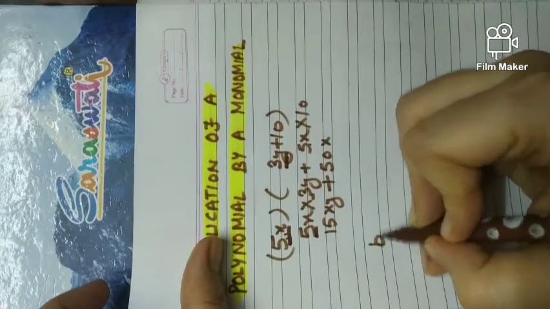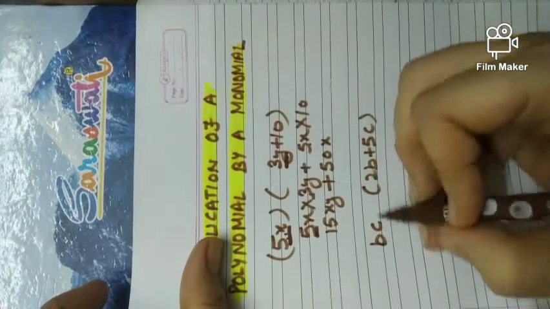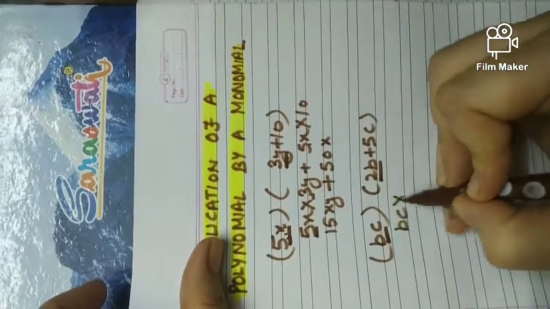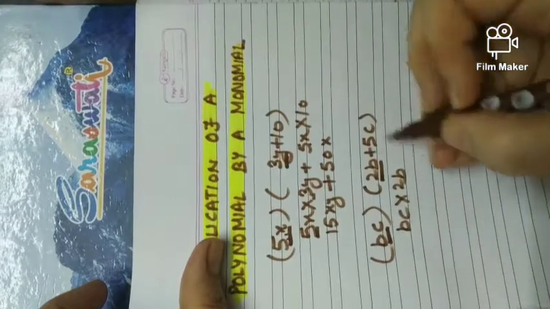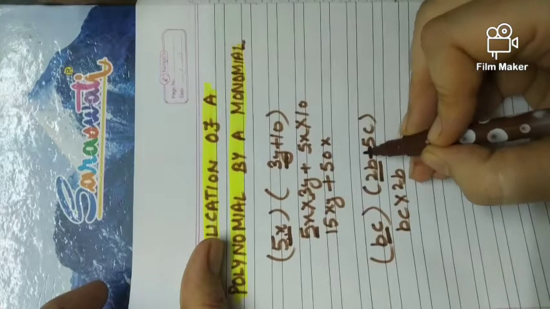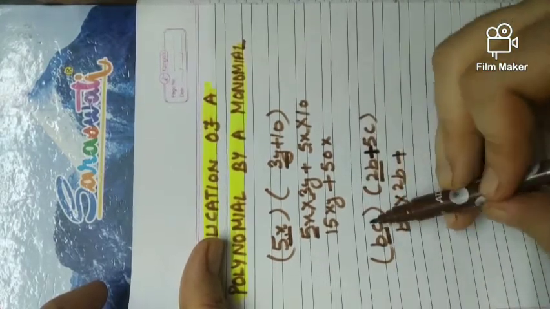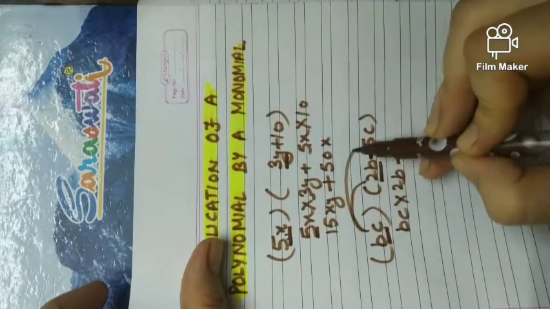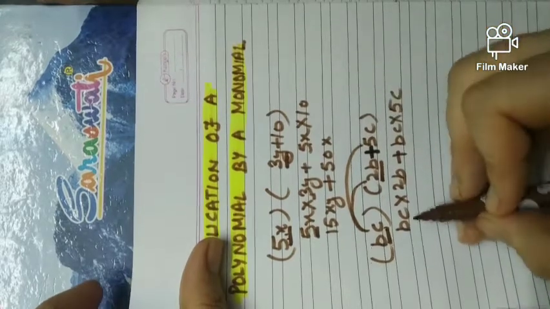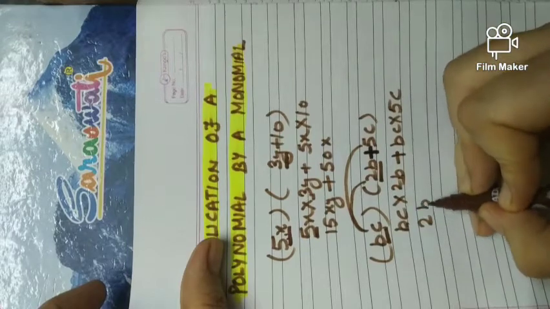One more example, bc into 2b plus 5c. Okay beta, so bc will be multiplied with 2b first, bc into 2b, then bc will be multiplied with 5c. Beta, if a plus sign is there in between, plus will come. If minus is there, minus will come. Next is plus bc into 5c, meaning I am multiplying bc with this also, bc with this also. So bc into 5c. Now what will be there? bc into this: 1 into 2 is 2. B into b, b square into c.